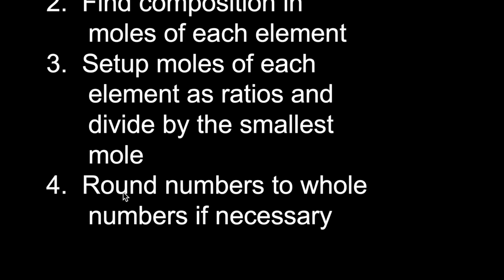And then number 4, you're going to round the numbers to whole numbers if necessary. In other words, when you're dividing by the smallest one here, because of rounding, you may not get a perfectly whole number. In other words, you might get something like 0.998, so you round it up to 1. Or you may get 4.003, so you just round it to 4. So look and see if it's close to being a whole number.